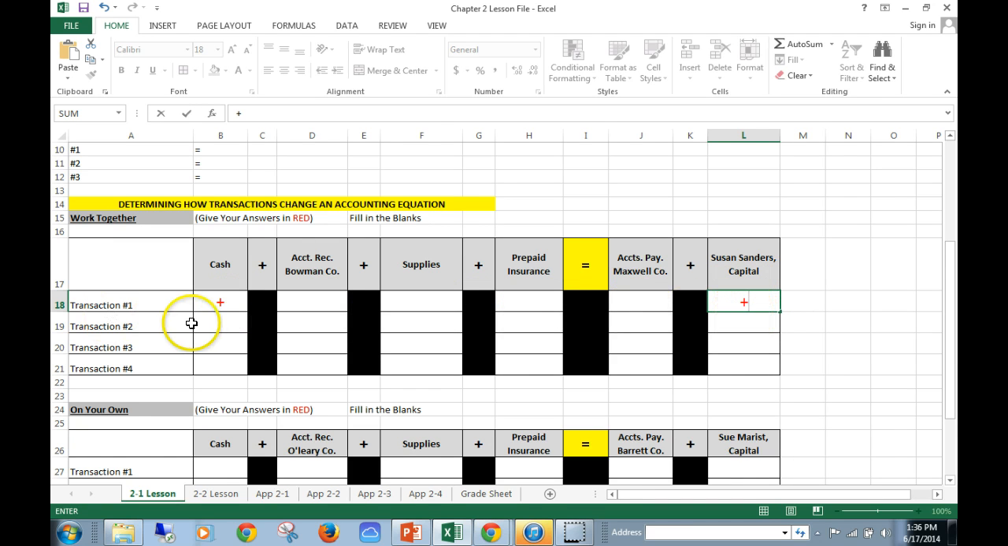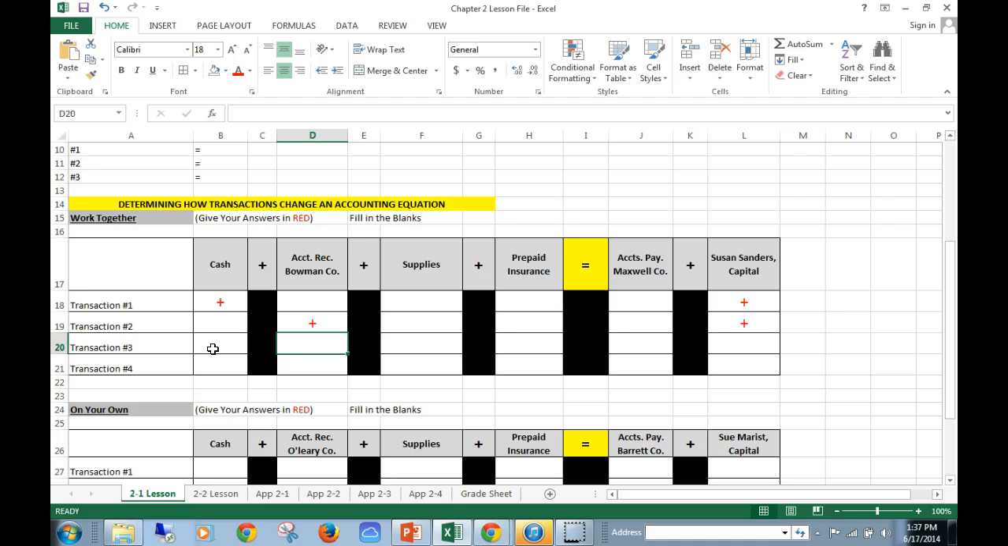Transaction 2, sold services on account to Bowman. Oops, I always do this. Hit enter. So we sold services on account to Bowman. Again, this is revenue. We sold the services. We just didn't receive the cash right now. Hit enter. So we're going to plus this as well. Hit enter. That way the formulas won't come up for you.